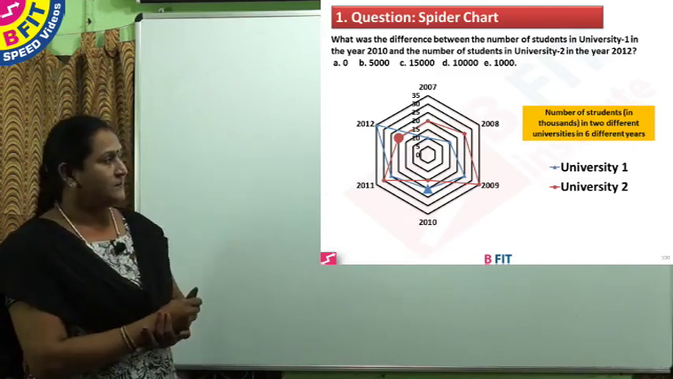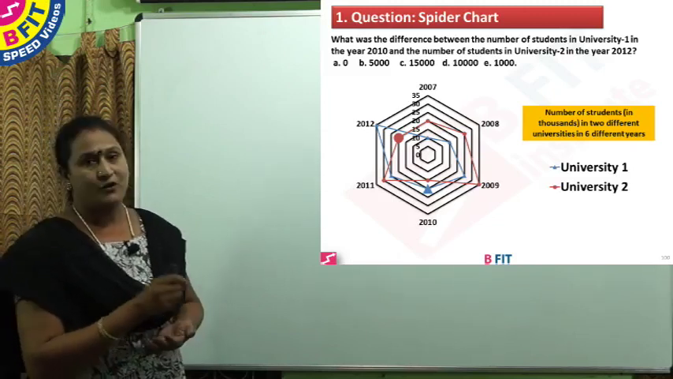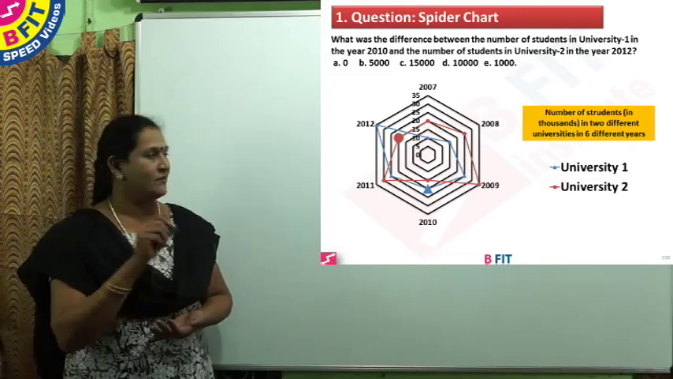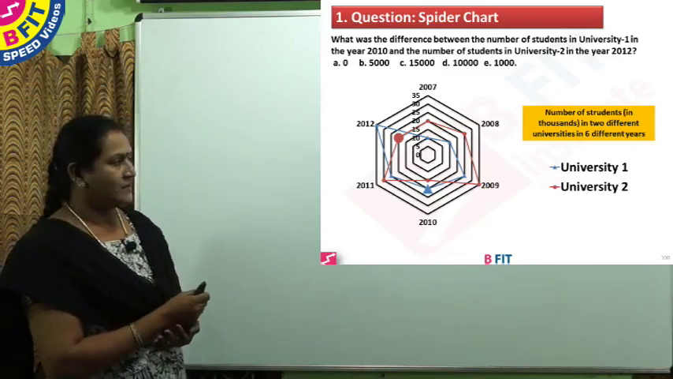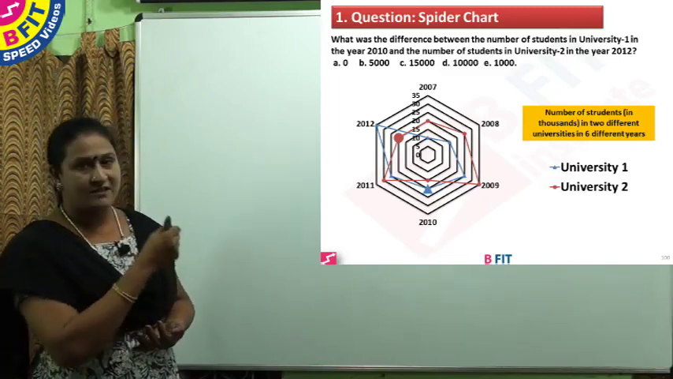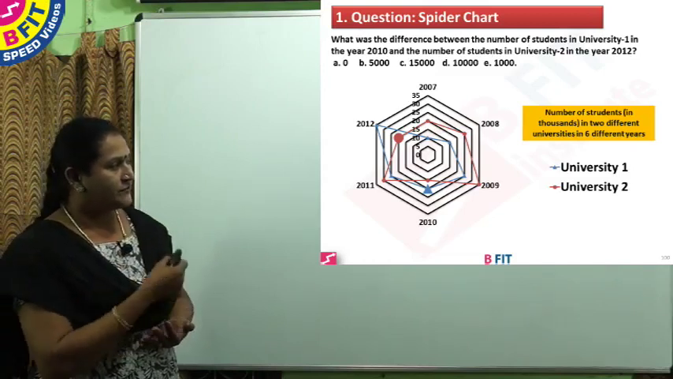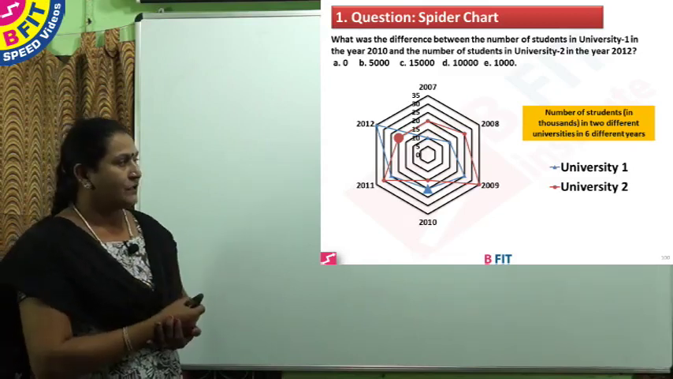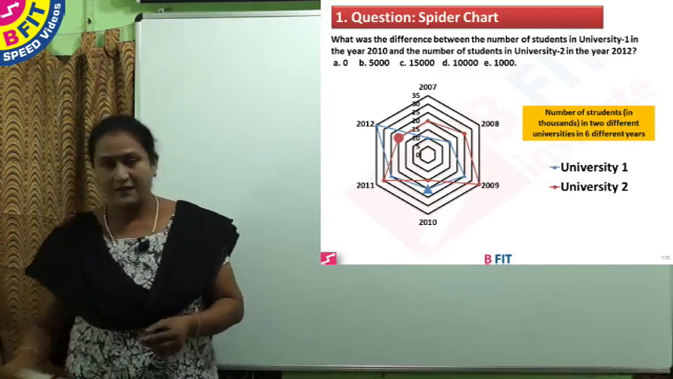So here the question is the difference between the number of students in 2010 for University 1. In 2010, University 1, what is the value? For 2010, at the bottom, University 1 is mentioned in blue color. And what is the value? The first hexagon value is 5000, the second is 10,000, the third is 15,000. At the fourth, we have the value 20,000. So in 2010, for University 1, the value is 20,000.